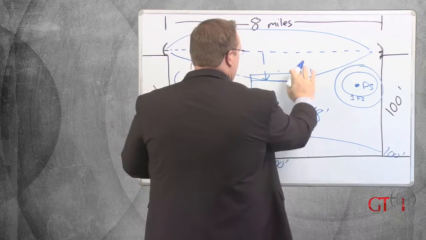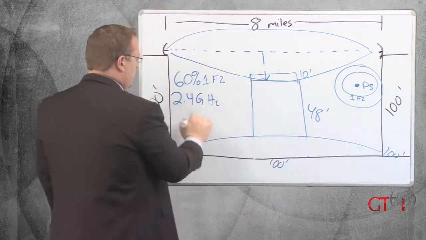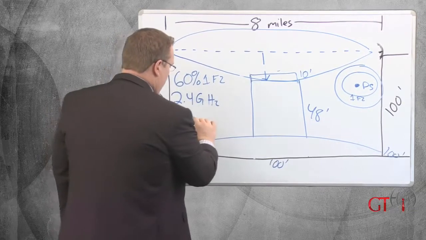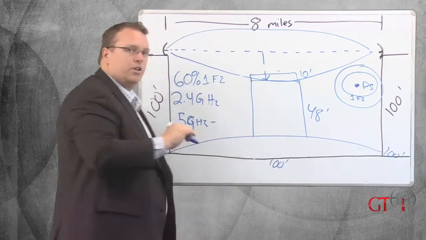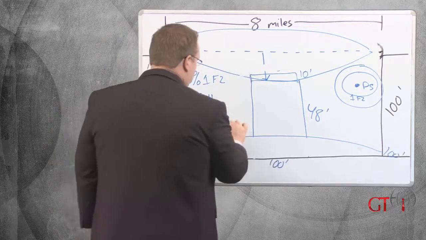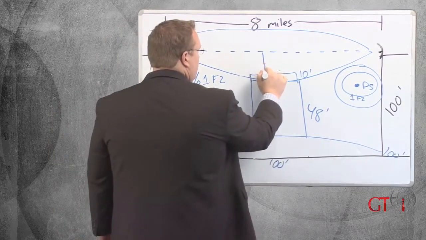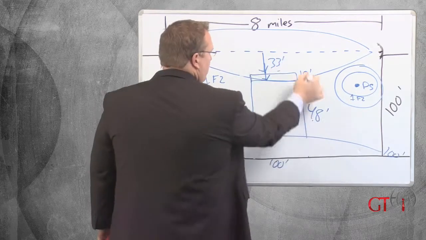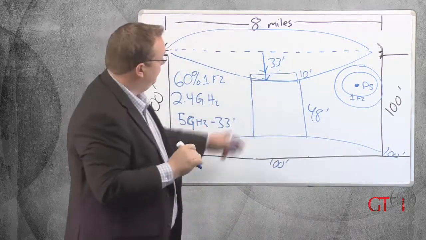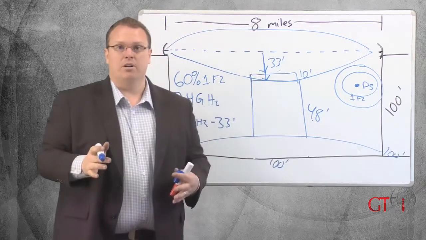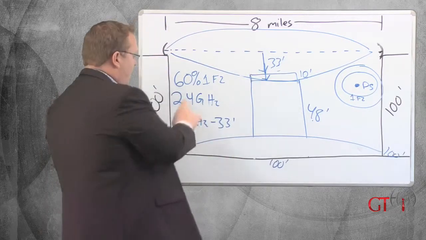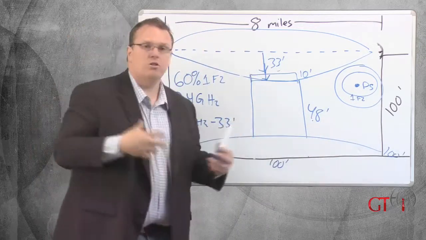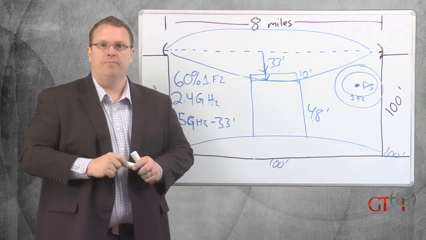So we are encroaching here. Now, if we change this to 5 gigahertz, our first Fresnel zone now is 33 feet. So we've gone from 52, where we were before, to 33 feet. So 48 plus 10 plus 33, that's 91. That's less than 100. So what that means is, at 5 gigahertz, even accounting for the curve of the Earth, we now have a successful link.